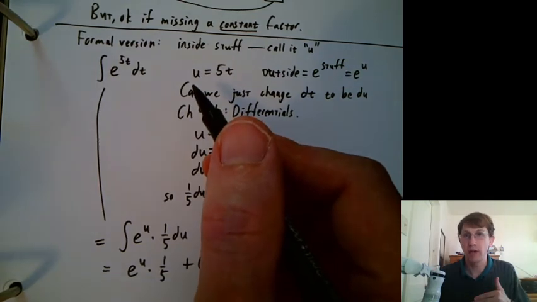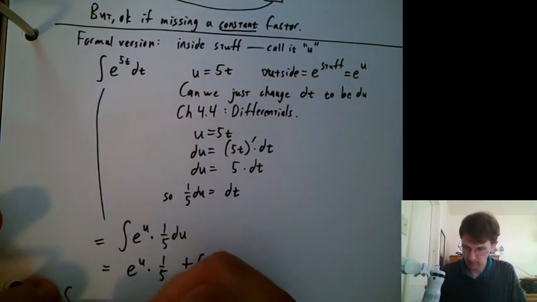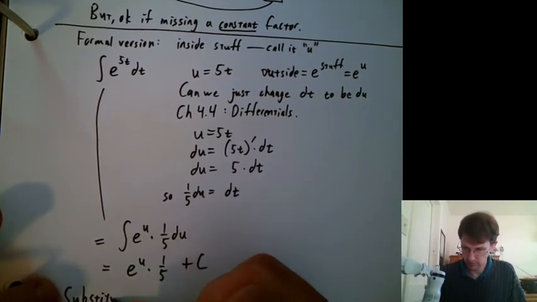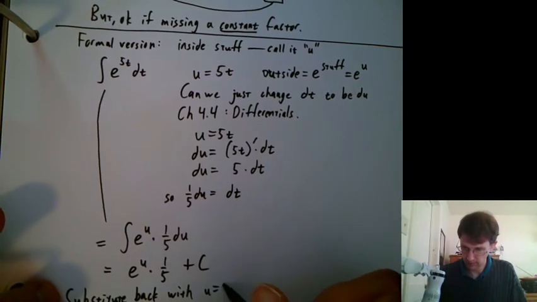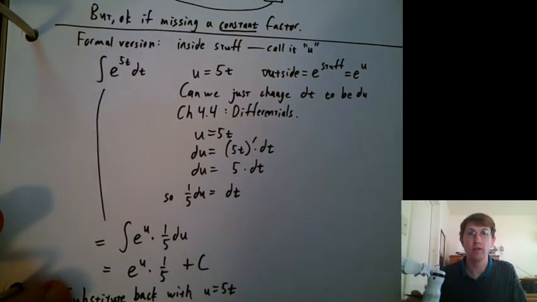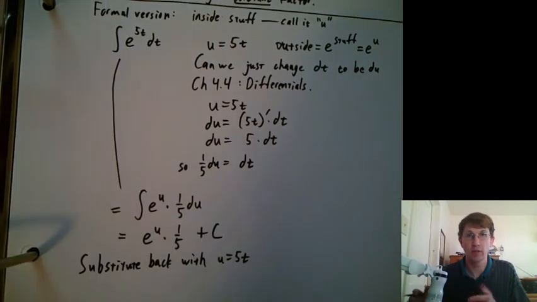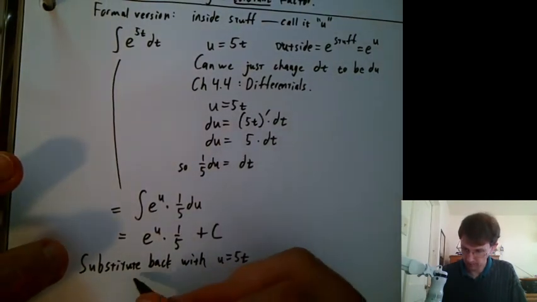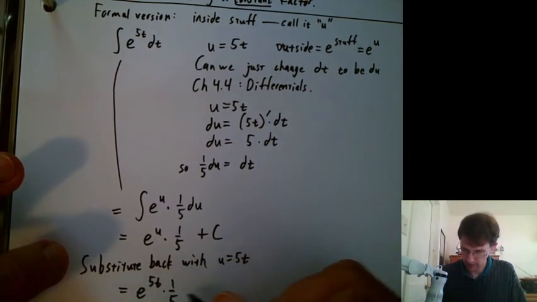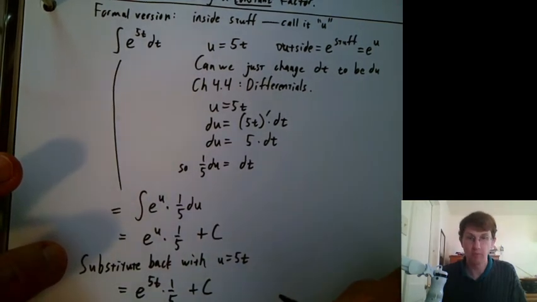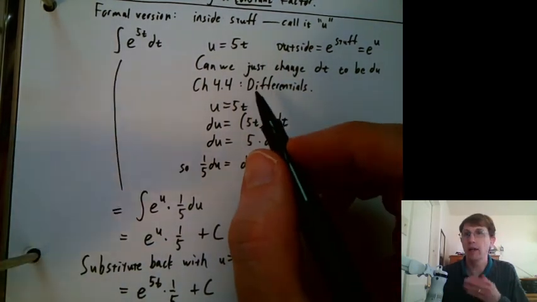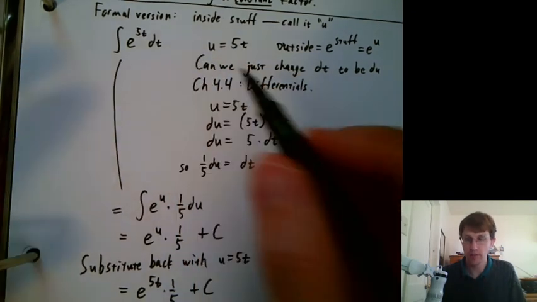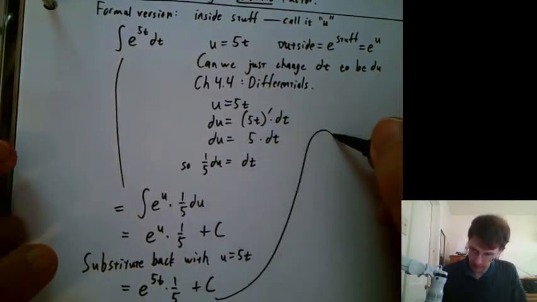So let's substitute back to get the original variable, with u equals 5t. So now anywhere you see a u, replace it with a 5t, which is the opposite of what we did before. So we'd say this is e to the 5t times 1/5 plus c. So that's our systematic way to handle the chain rule, or the opposite of the chain rule, inside an integral. Let's check it.